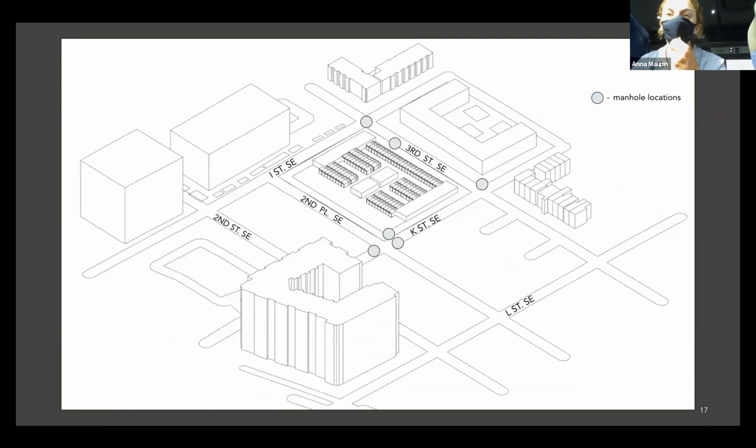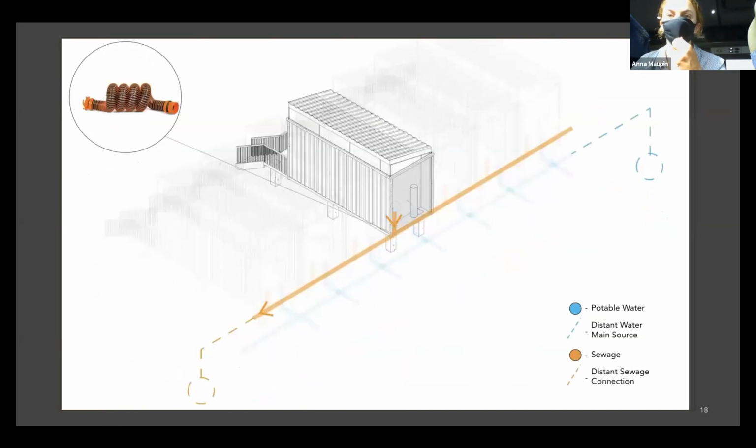This is showing the existing manholes on the site. We're looking to connect to the one on the southwest corner. And this is just a look at the sewage connection, how it can run in parallel to the potable water connection and connect the sewage down the line with that flexible pipe connection.